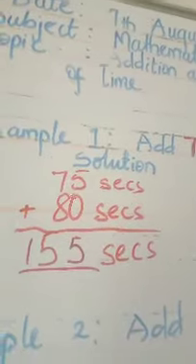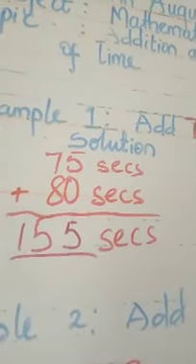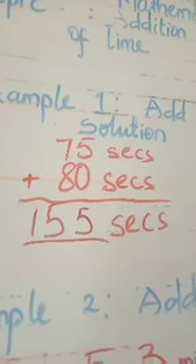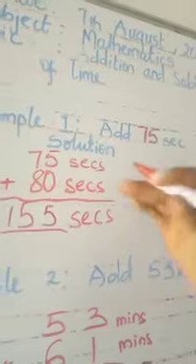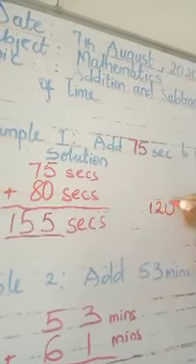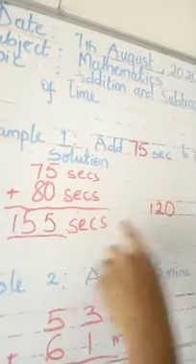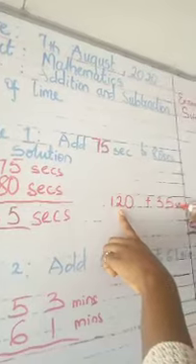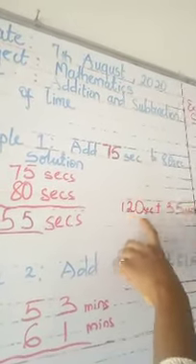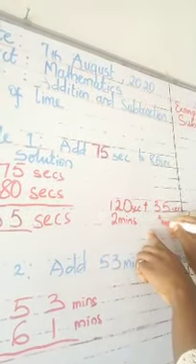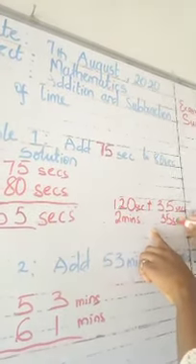I want to change it because I know that 60 seconds will give me 1 minute. So I want to change it to minutes. So I will break it down. So how many 60s do I have here? I have like 2 60s. So I have 60 plus 60 to give me what? 120. Then 155 minus 120 will give me what? 35 seconds. So 120 seconds equals to what? 2 minutes. And then 5 seconds, not up to 60, will remain 35 seconds.